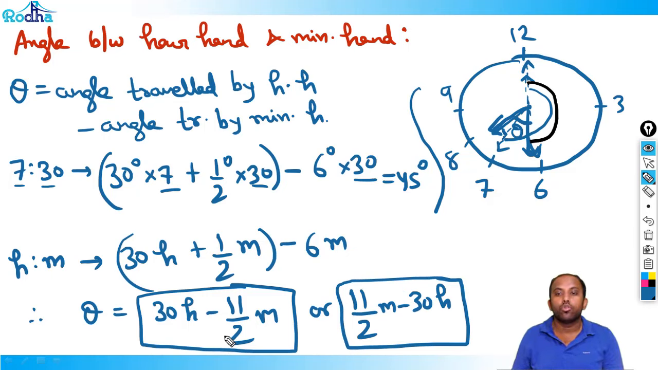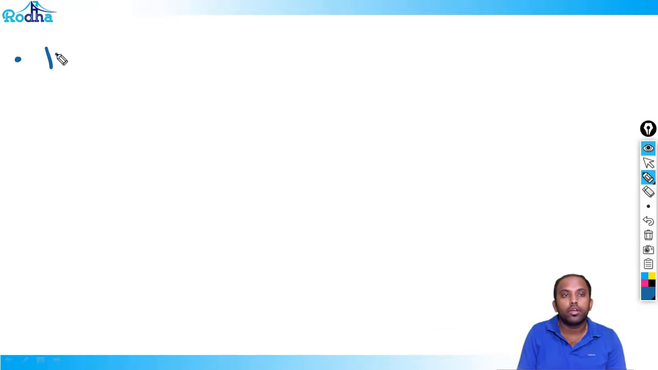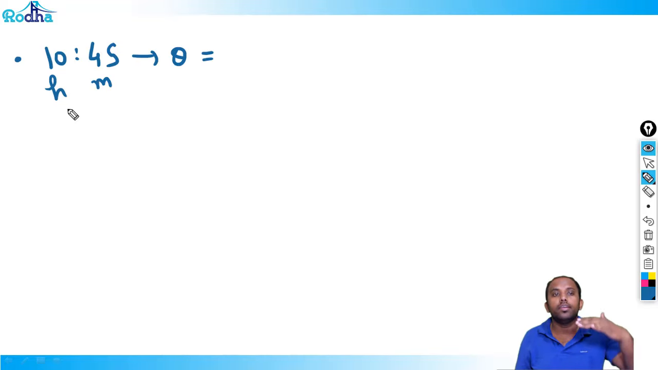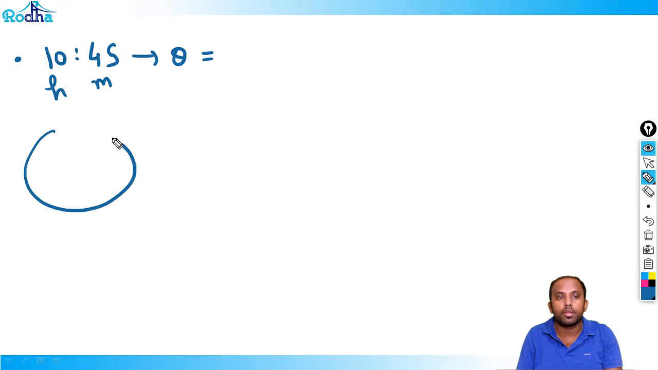Okay. So just for example, suppose the time is now 10:45. What is theta at 10:45? That means, what is the angle between the hour hand and minute hand at 10:45? So h is 10 and m is 45. I can simply say that the hour hand is above the minute hand, right? Because the hour hand is at 10 plus and the minute hand is at 9. You can simply imagine the hour hand is here and the minute hand is here, right? At 10:45.